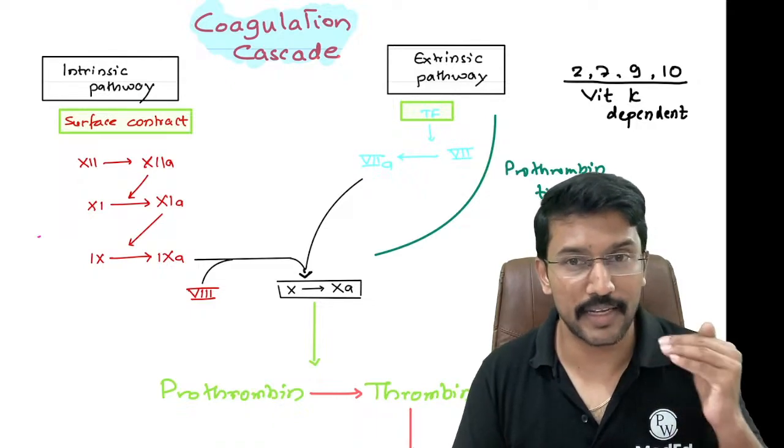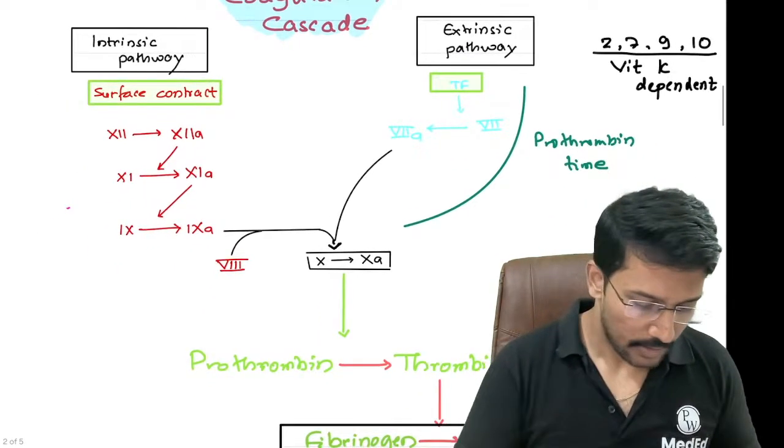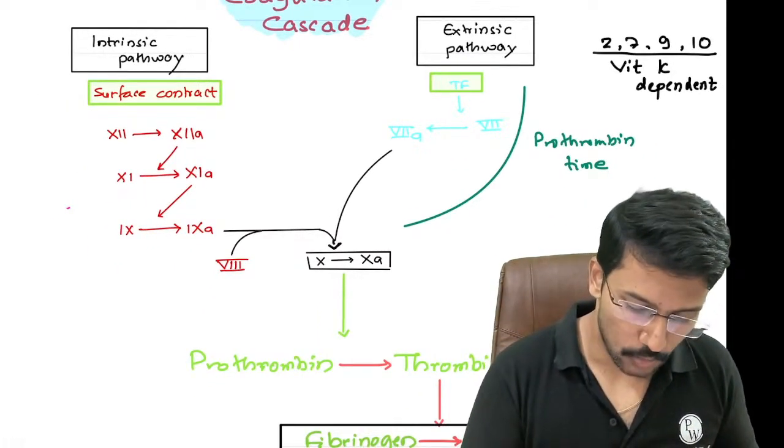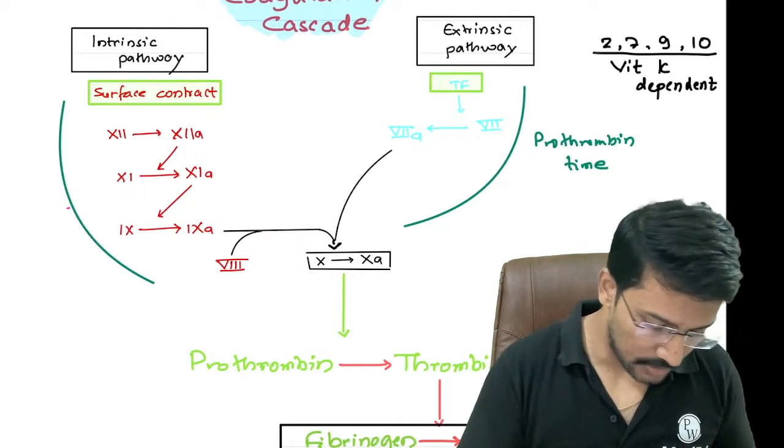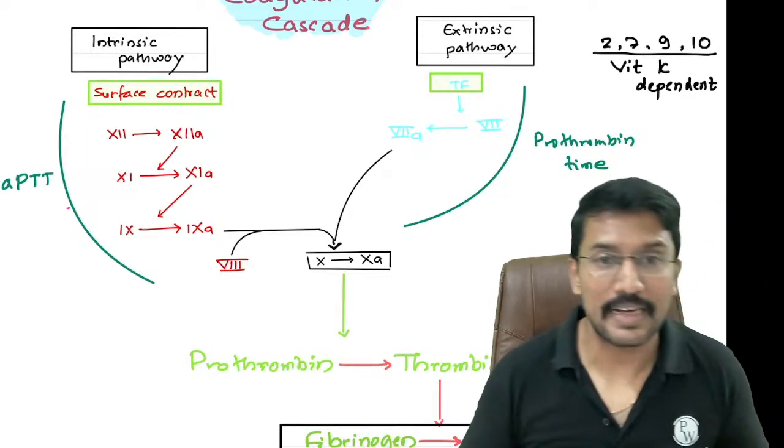Okay, so prothrombin time helps us to assess the integrity of extrinsic pathway. If the prothrombin time is elevated, that means your extrinsic pathway is defective, and it is the activated partial thromboplastin time or the aPTT. aPTT is the one which assesses the integrity of the intrinsic pathway.